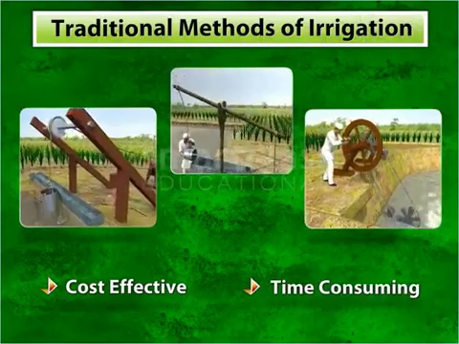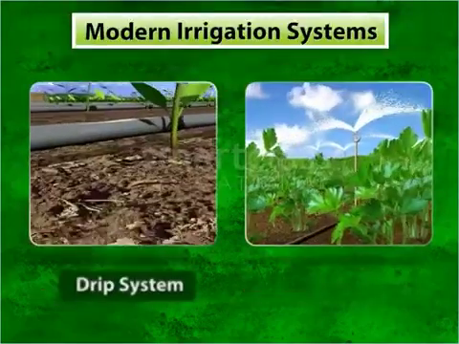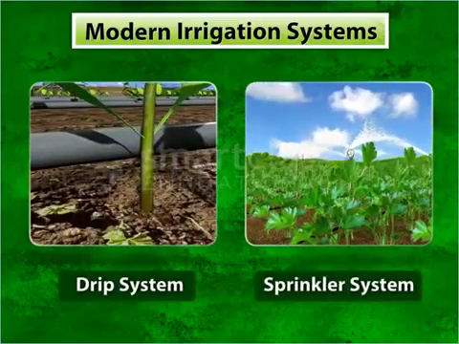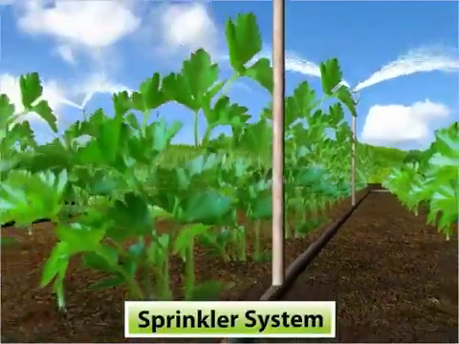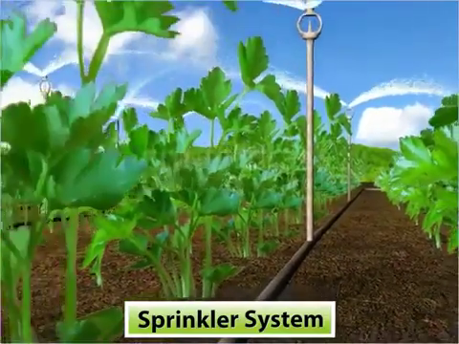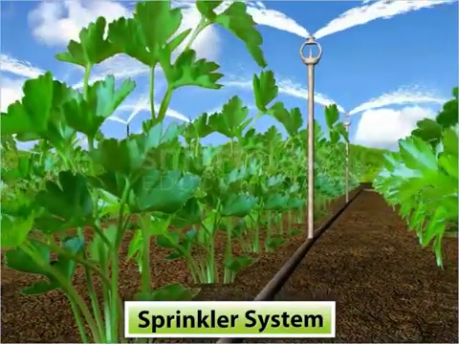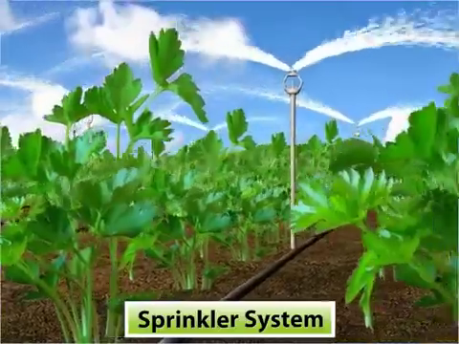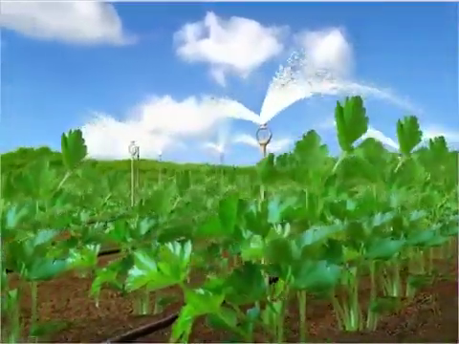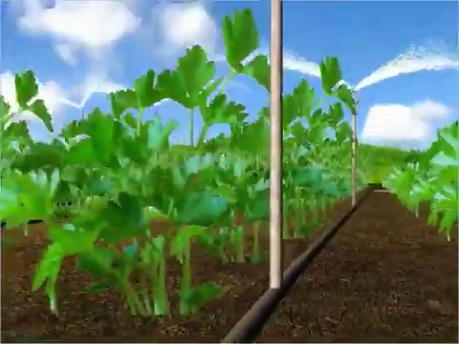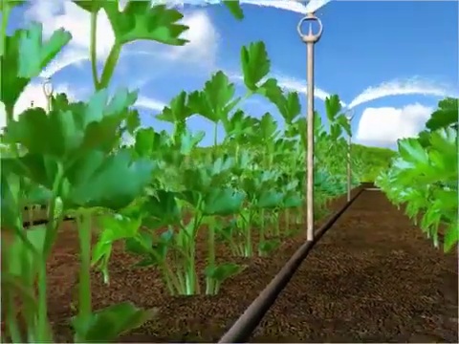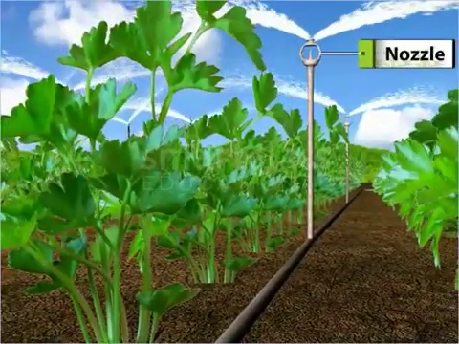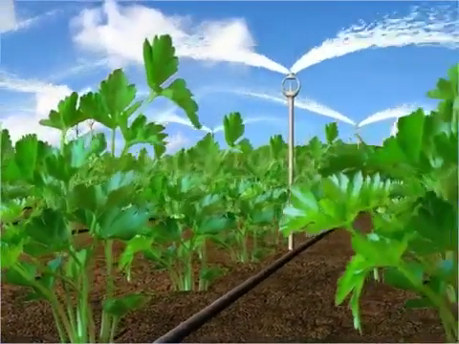Thus, these methods have been replaced with drip system and sprinkler system. Let us learn about these two methods in detail. A sprinkler system is used in arid and uneven regions as an alternative method of irrigation. This system employs many perpendicular pipes with rotating nozzles at the top, installed at regular intervals.